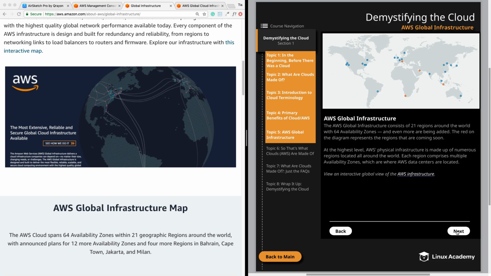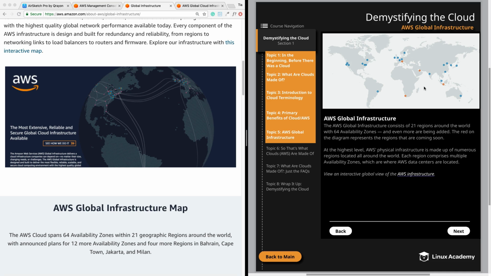So the AWS Global Infrastructure has 21 regions around the world with 64 availability zones. And we're going to talk about what availability zones are here in just a couple of minutes. Just know that more regions and availability zones are being added. All of the red circles that you see on this AWS Global Infrastructure map represent regions that are coming soon.